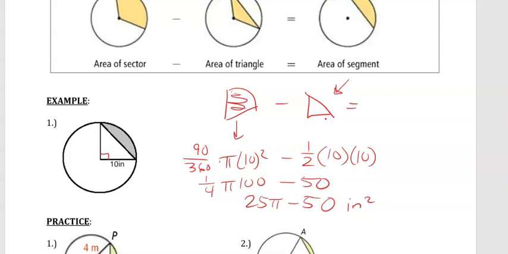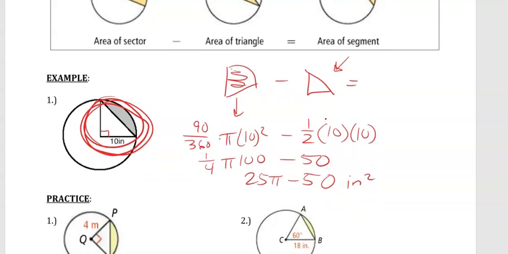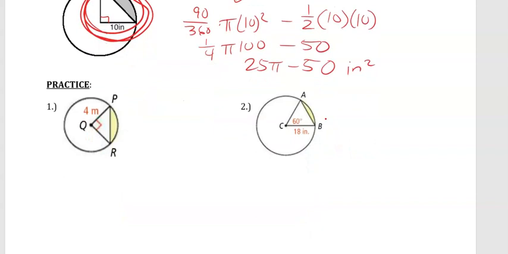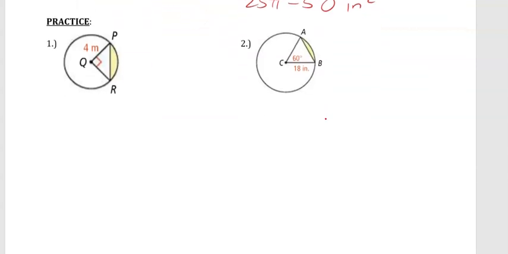Does anybody have any questions on the easy problem when you have a right triangle in here? Questions on that? Let's go ahead, and if you don't have any questions on the right triangle one, we can skip practice A and let's just do practice B. This is obviously going to be the whole entire thing minus the triangle gives us our answer.